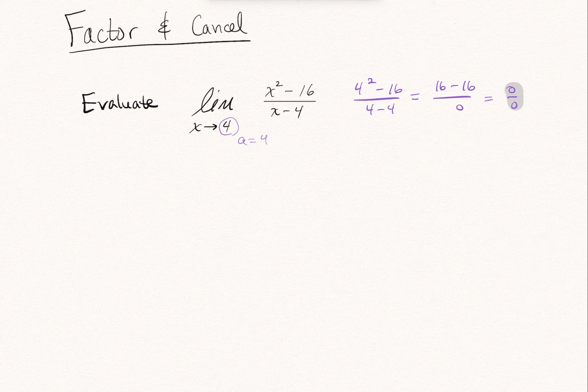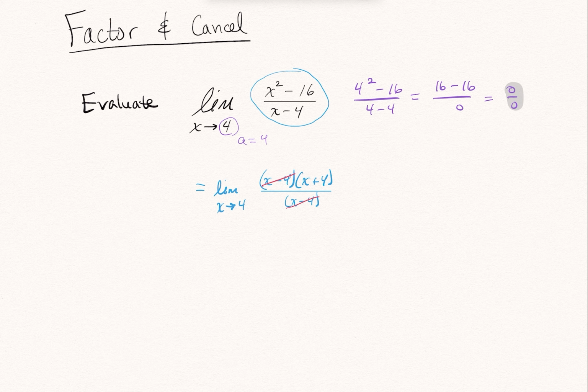And there are a couple of techniques to handle 0 over 0. The one we're talking about today is factor and cancel. So what we're going to do is factor this function's numerator and denominator as needed, and hopefully we'll see a common factor that cancels. The numerator is a difference of squares. That factors as x minus 4 times x plus 4. The bottom is already fully factored.